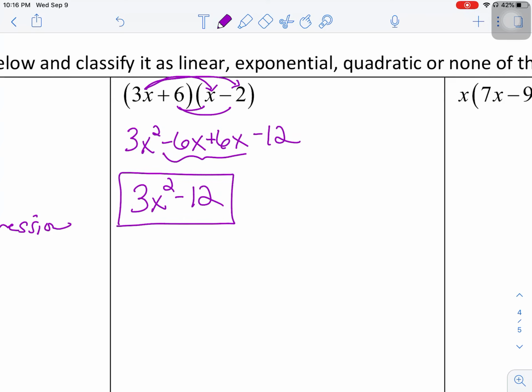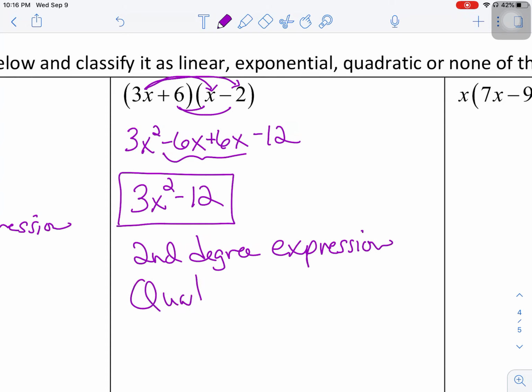Now I want to classify it. So I look for my x. I've got the x. It has a power of 2. So this is a second degree expression. If it is second degree, this is a quadratic. Okay. So we've simplified, we classified, we are done with that one.